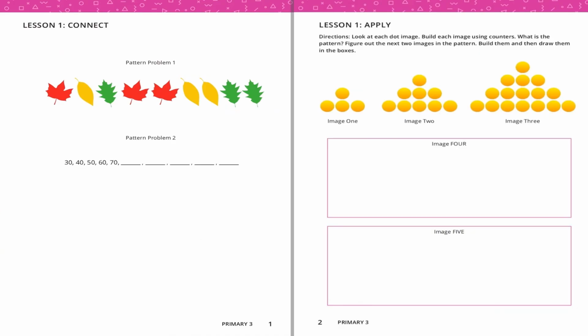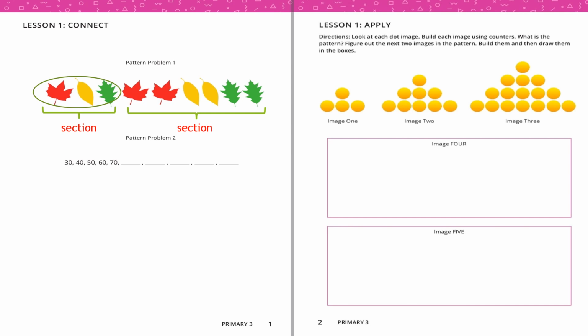Now let's practice in our math book. Lesson 1, the connect part is for applying. We have some leaves: red, yellow, green, red, red, yellow, yellow, green, green. What should be the next section? Remember, the first section is red, yellow, green. The next section is red, red, yellow, yellow, green, green. What should be the third section? Red, red, red, yellow, yellow, yellow, green, green, green.